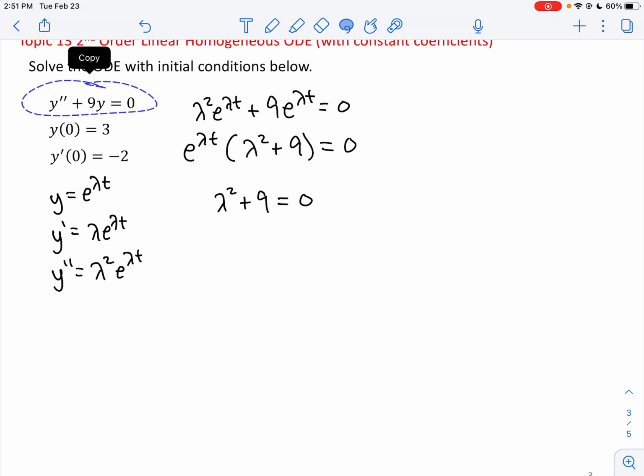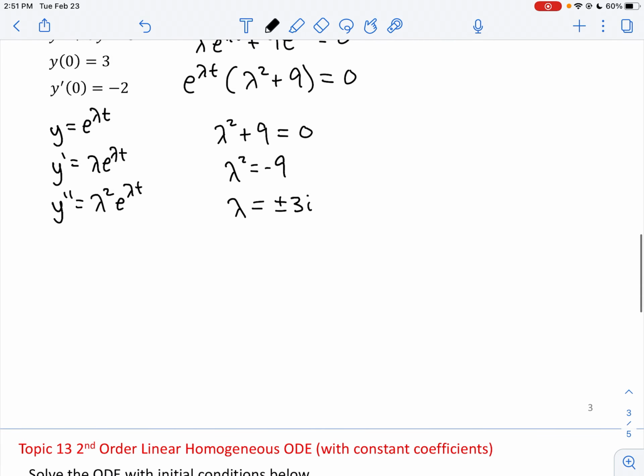I'm going to go straight from differential equation straight to characteristic polynomial. Lambda squared plus 9 is equal to 0. What are the solutions to this? Well, this does not have real solutions. It has imaginary solutions. Lambda squared equals negative 9. Therefore, lambda could be plus or minus 3i. So our solutions would be of the form e raised to the plus or minus 3i times t.